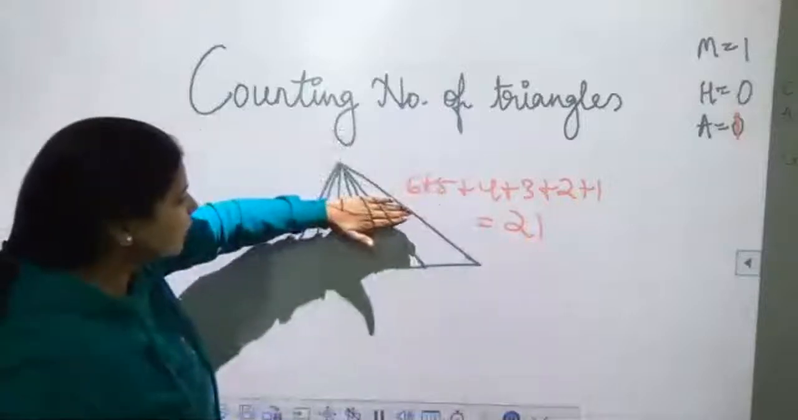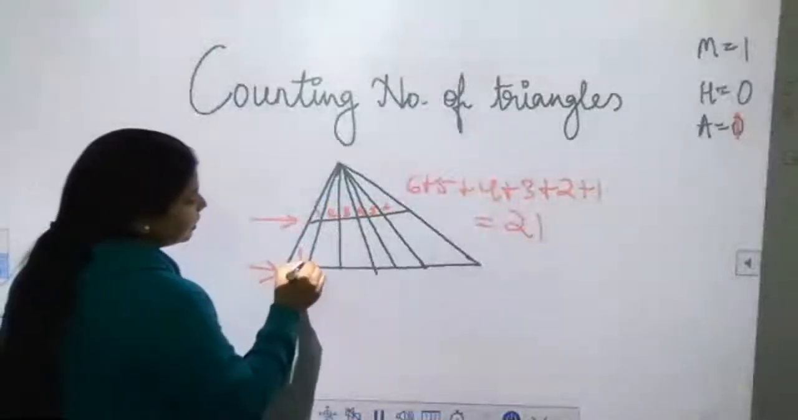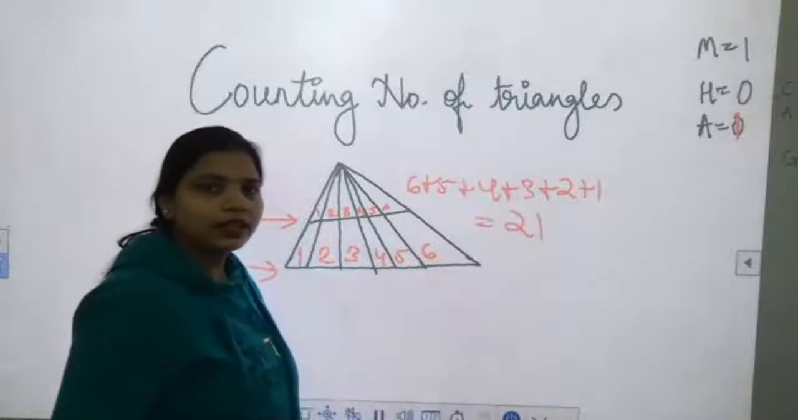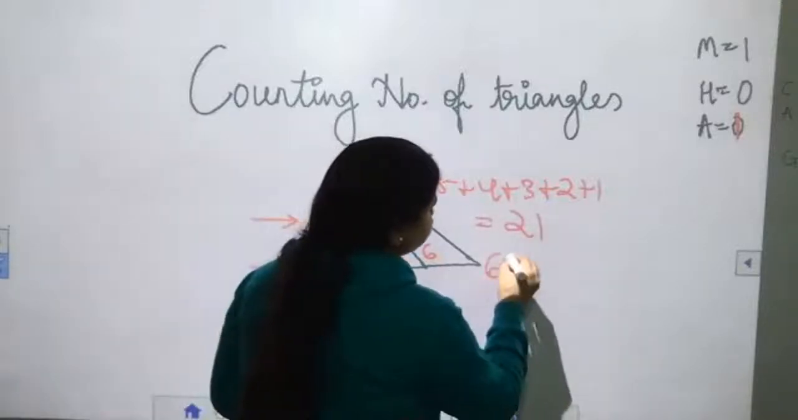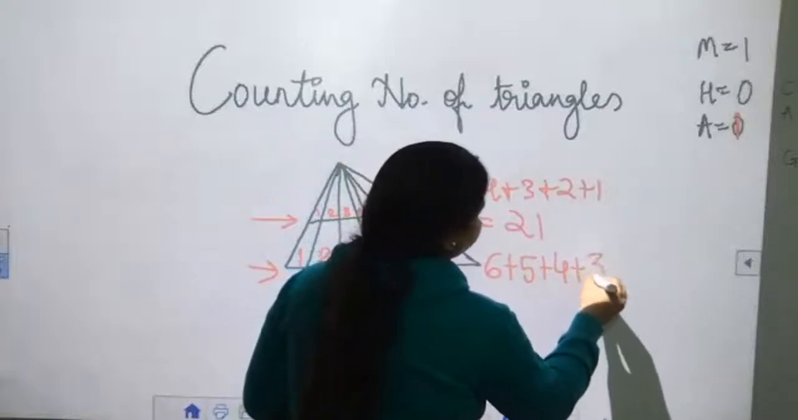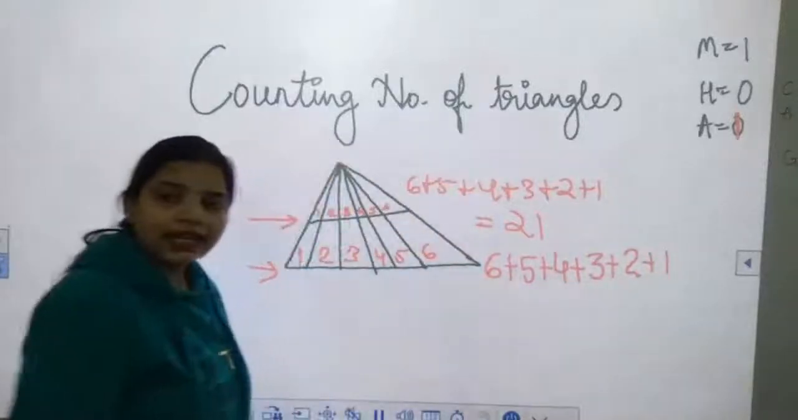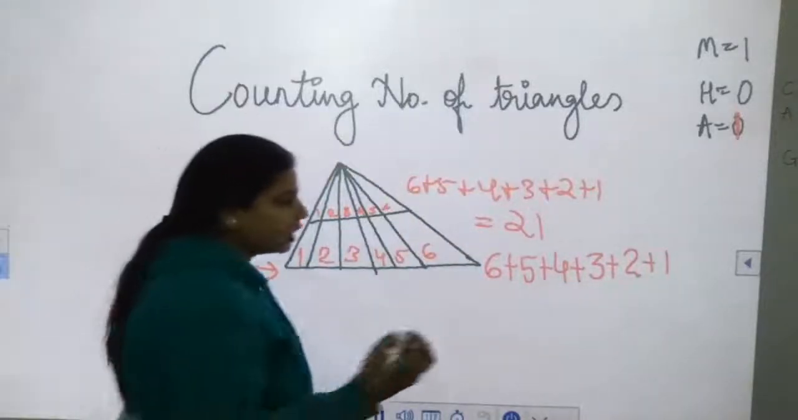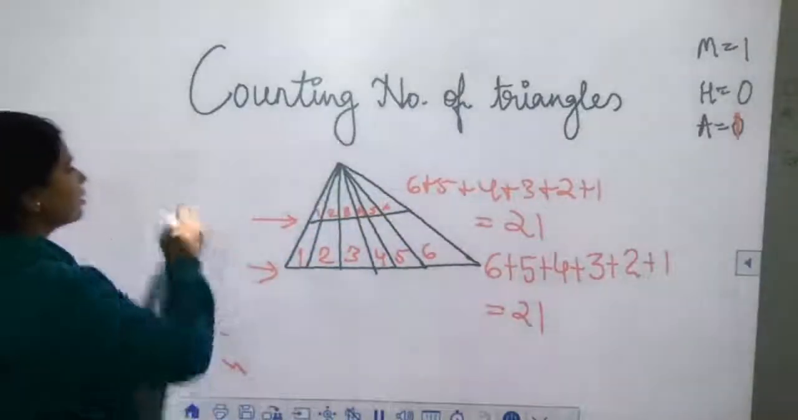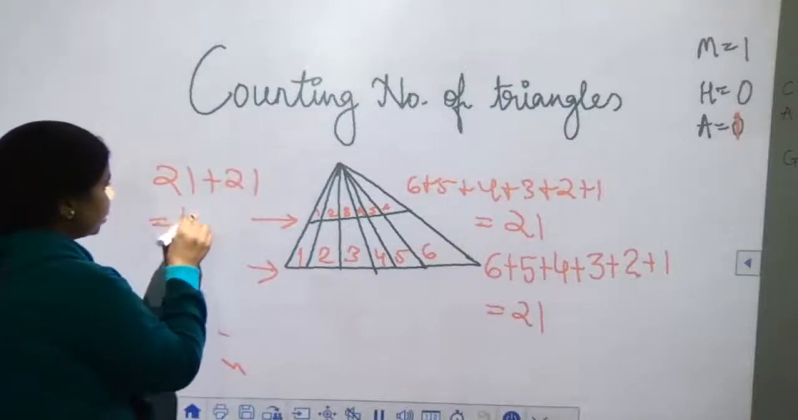अब इस लाइन को आप भूल जाइए, अब आप बात करिए बेस 2 की। बेस 2 में भी हम ऐसे ही करेंगे 1 2 3 4 5 and 6, right? We'll add it up. 6 plus 5 plus 4 plus 3 plus 2 plus 1. After adding it up, we'll get 21 again. So total number of triangles will be 21 plus 21. That means 42.